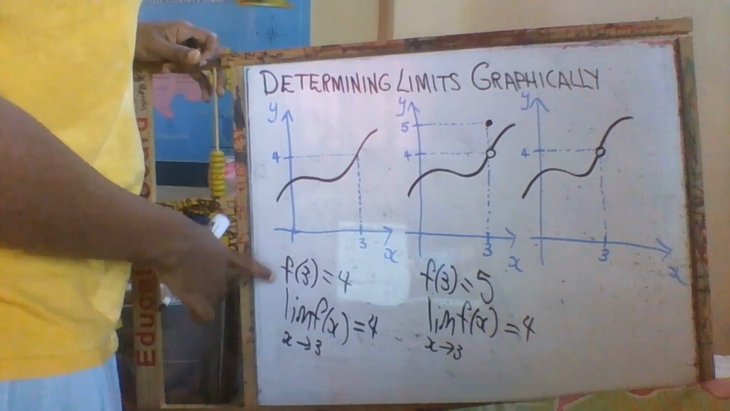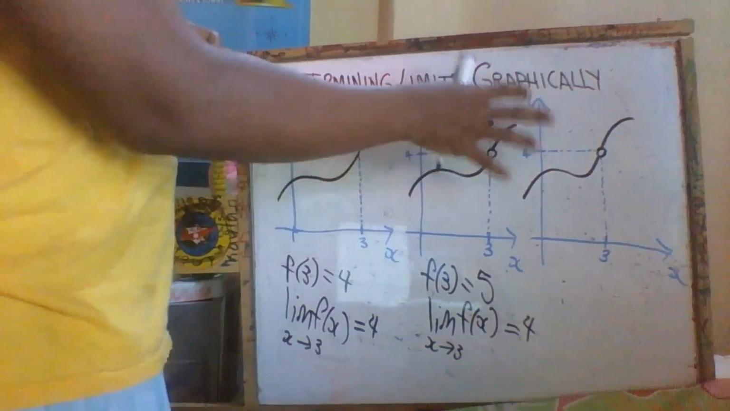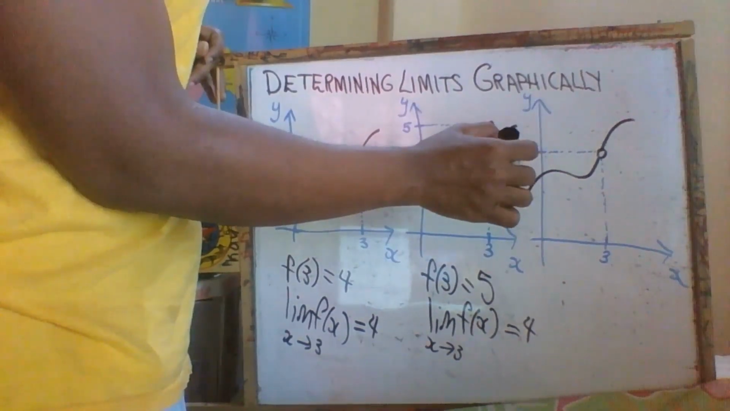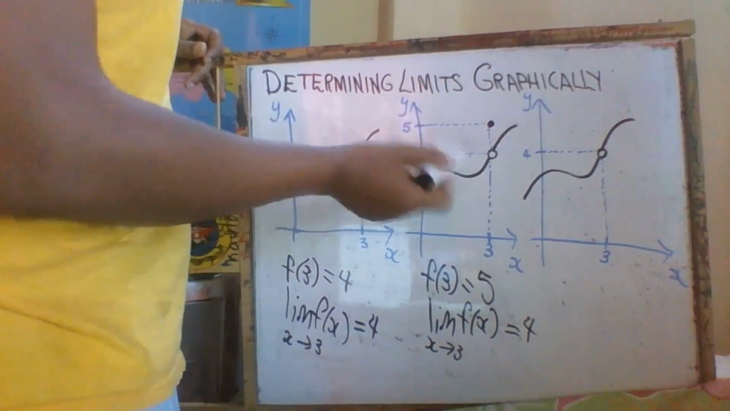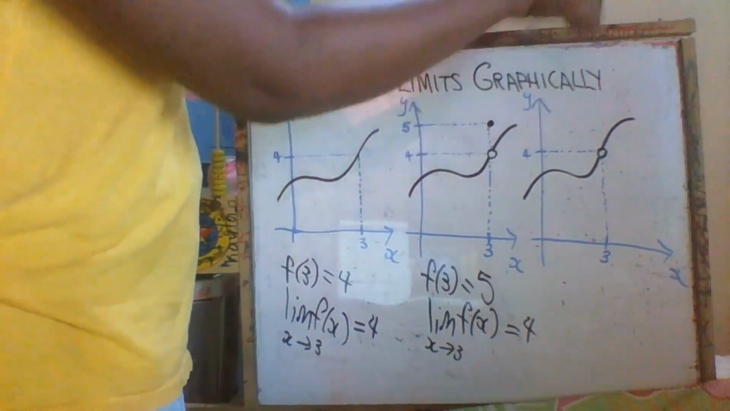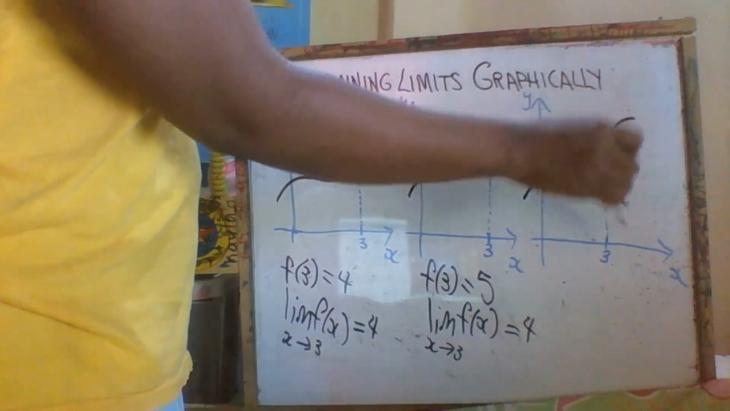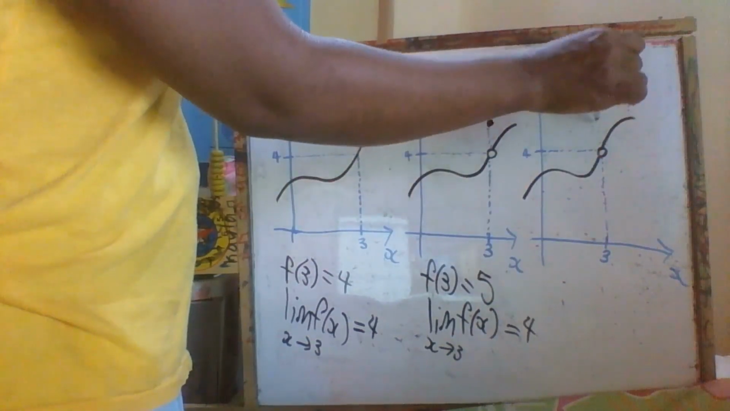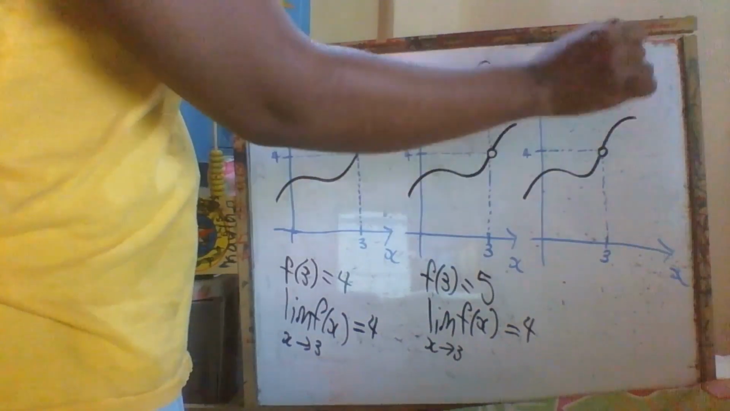In the first one they were the same, but in this one they're different. Let's look at the third and final one. Here we have the same curve again, right? Looks just like these two. The difference is there is a hole or a gap at x equals 3, and there is no dot anywhere along that x equals 3, right?